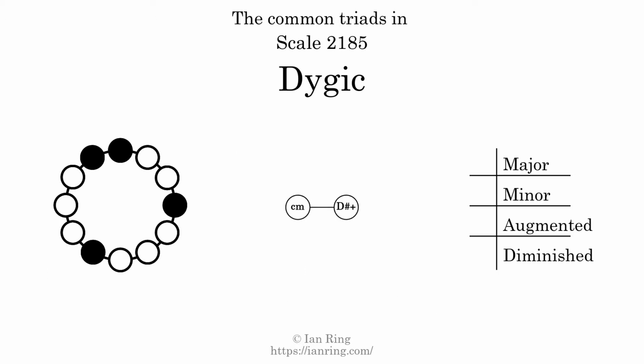100010001001. Here are the common triads present in this scale. The diagram in the center is a graph of parsimonious voice leading between triads. There are no major triads. There is one minor triad. There is one augmented triad. There are no diminished triads. Here is a Hamiltonian path of parsimonious voice leading that uses all the triads.